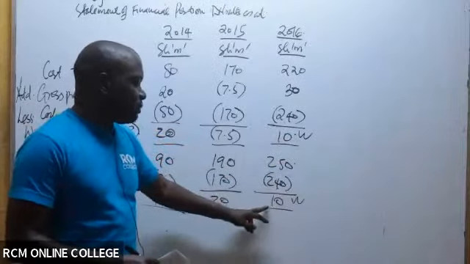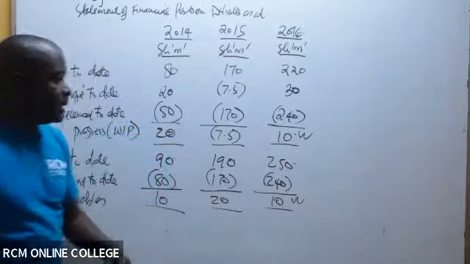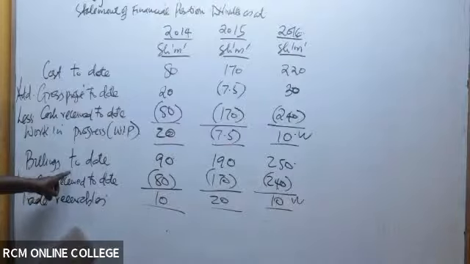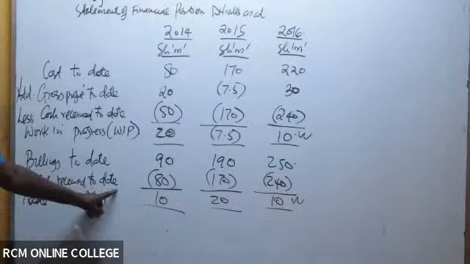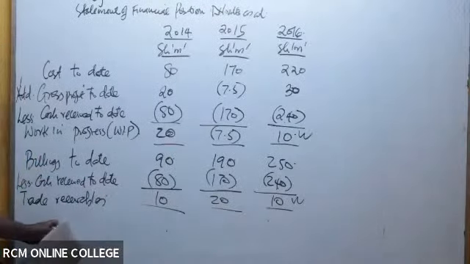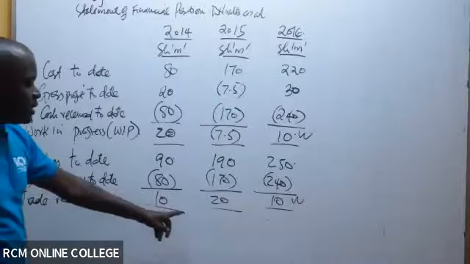And of course, what he's still having to claim is actually 10. So remember, we said if the difference between the billings to date and the cash received to date is a positive, it simply means that in this case it is trade receivables. What about if it is a negative? We said it will be what?